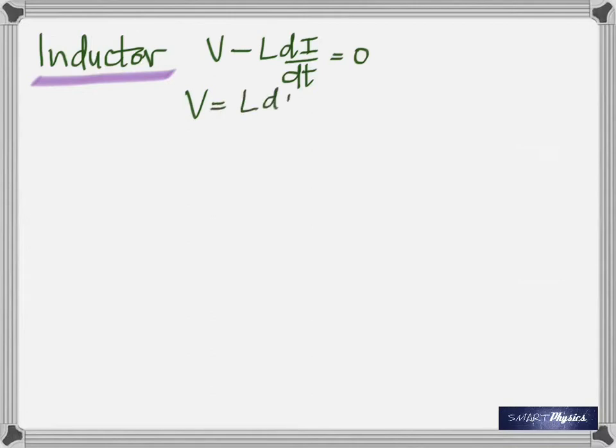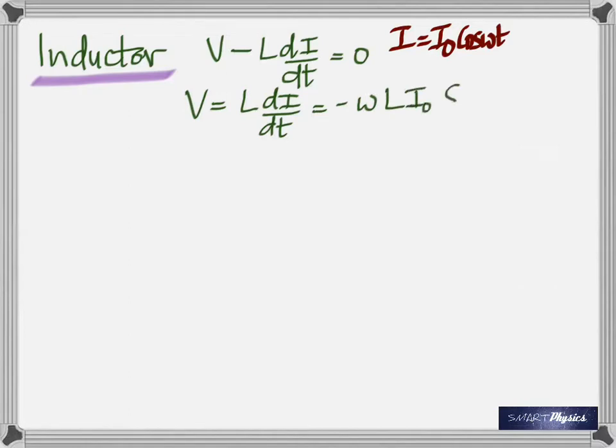So rearrange that. Make L di by dt the subject. Remember, I is always taken as I naught cos omega t. So differentiate that with respect to time. You will get... Nobody has a question on that, right? Differential of cos is negative sine, and you have to write omega one more time. Are we all together? Okay. So no problem there.